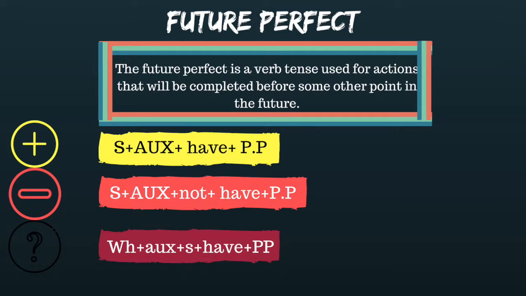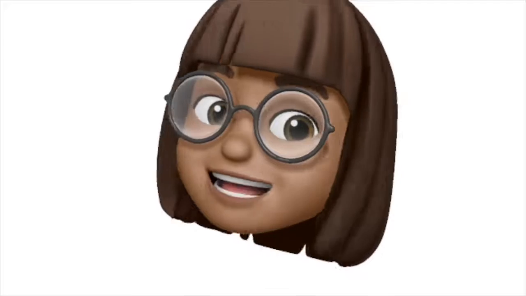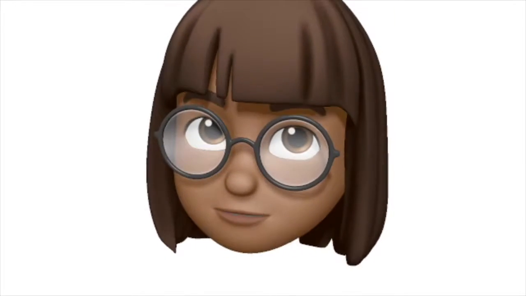Perfect. Then you have the negative form, which is the subject, the auxiliary, plus not, plus have, plus the past participle of the main verb. Right? We're good up until there? Great. Then, for the interrogative form, we have a WH question word, plus the auxiliary, plus the subject, plus have, plus the past participle of the main verb. Alrighty, so now let's move on to some examples.